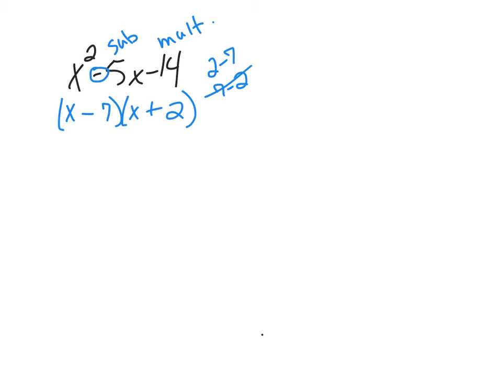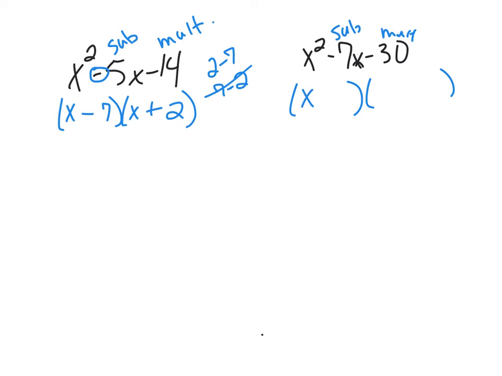All right, let's do one or two more. Let's say I have x squared minus 7x minus 30. I need two numbers that will multiply to be 30 but subtract to give me 7. Two numbers that multiply to be 30 but subtract to be 7: that's going to be 10 and 3. I need to make sure that I get a negative 7, so I'm going to put a minus with the 10 and a plus with the 3.